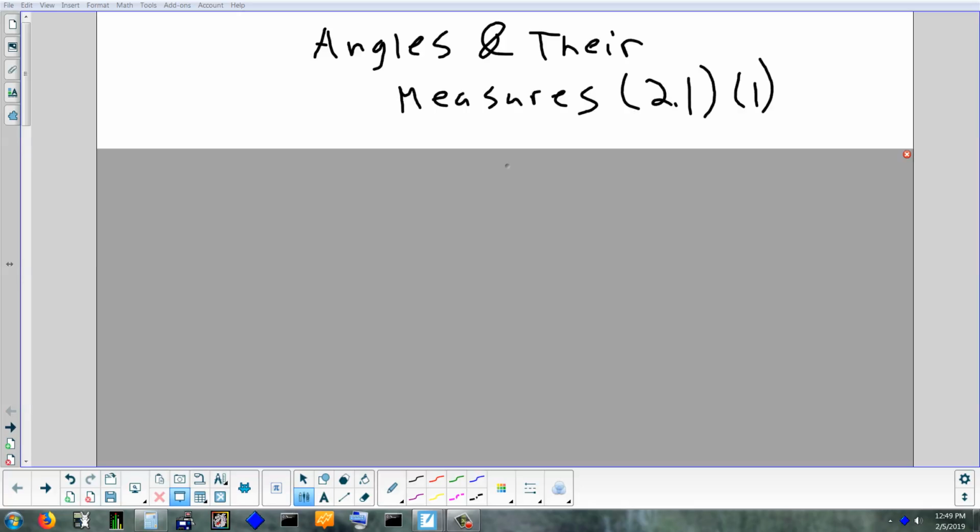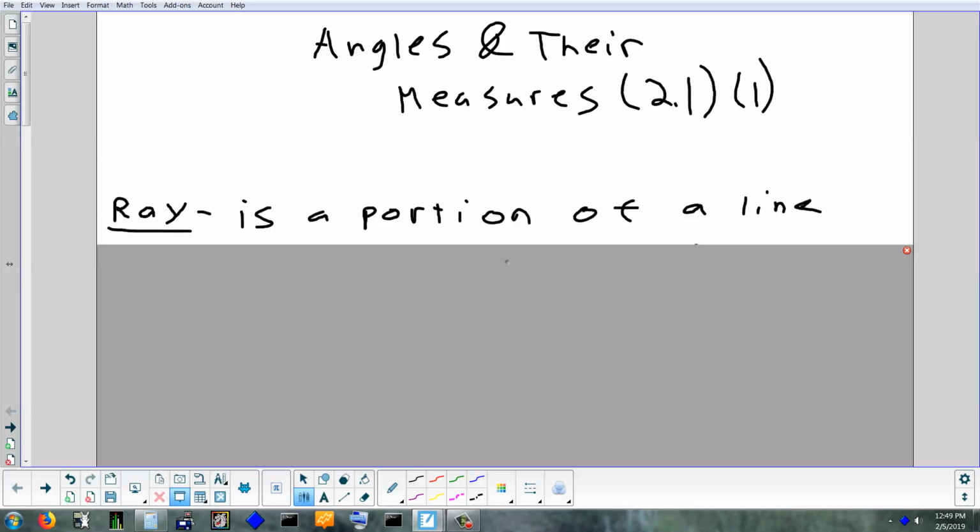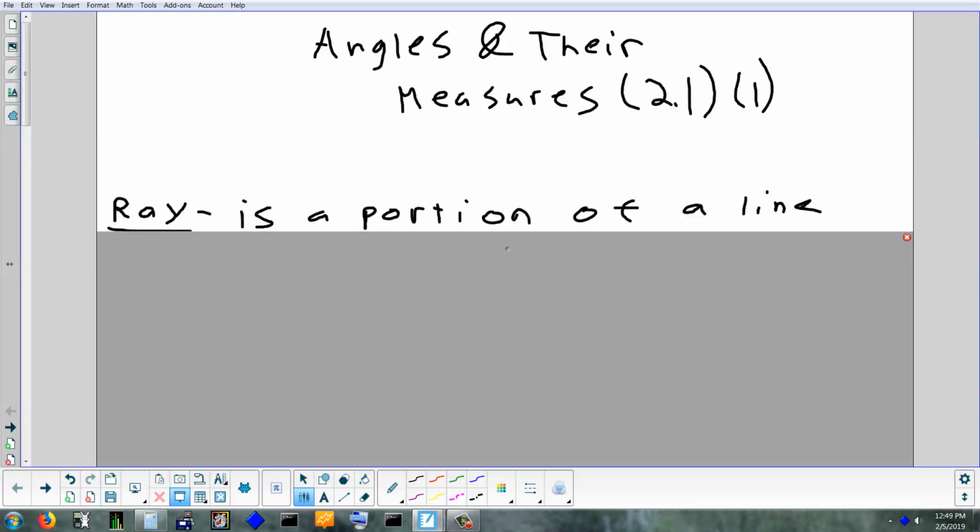So first of all, degrees and radians, the most common thing we do with them is we measure angles. So I'm going to start by just defining what an angle is, and even more basic, what are the parts that make up an angle. And the first thing, if we're going to talk about an angle, is a ray.